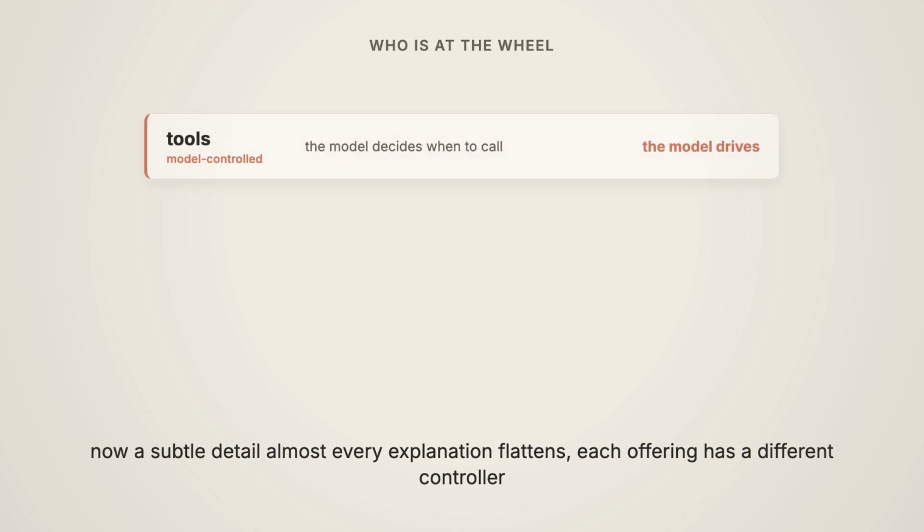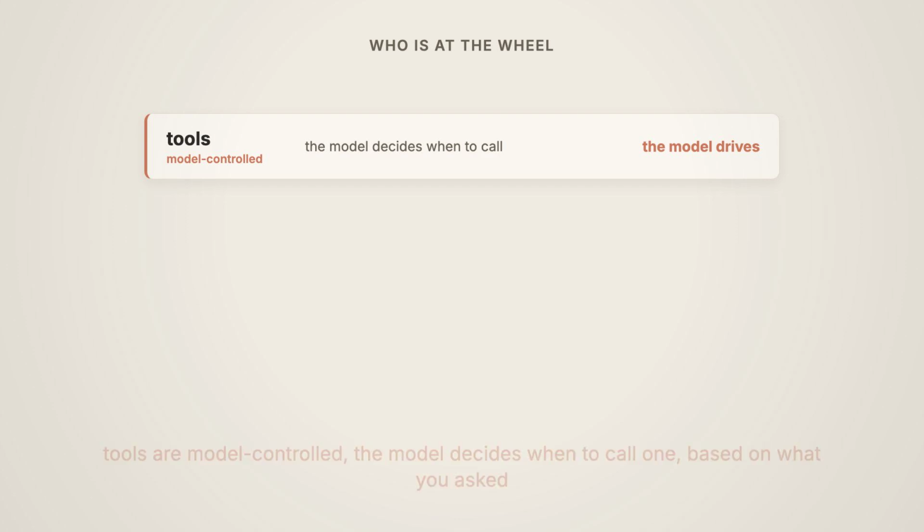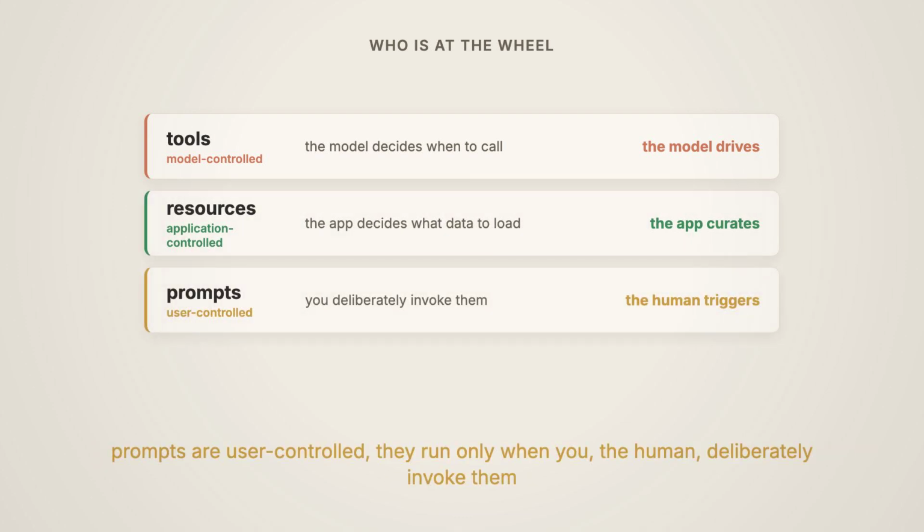Those three things a server offers each have a different controller, a different hand at the wheel. Tools are model controlled. The model decides when to call one based on what you asked. Resources are application controlled. The app decides which data to load into context, not the model on a whim. Prompts are user controlled. They only run when you, the human, deliberately invoke them, so it is not all the model doing whatever it likes. The model drives the actions, the app curates the data, the human triggers the workflows.